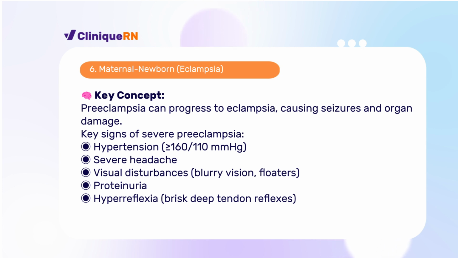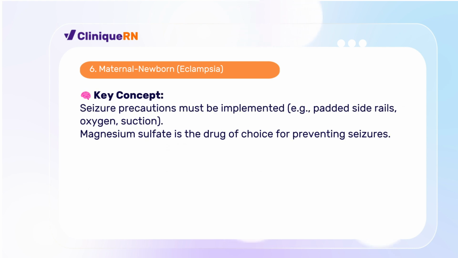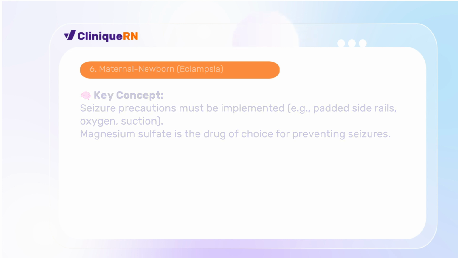Key signs of severe preeclampsia: hypertension, greater than or equal to 160/110 millimeters of mercury. Severe headache. Visual disturbances, blurry vision, floaters. Proteinuria. Hyperreflexia, brisk deep tendon reflexes. Seizure precautions must be implemented, e.g., padded side rails, oxygen, suction. Magnesium sulfate is the drug of choice for preventing seizures.